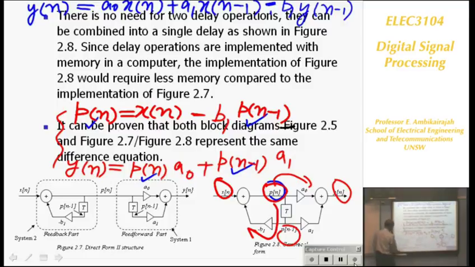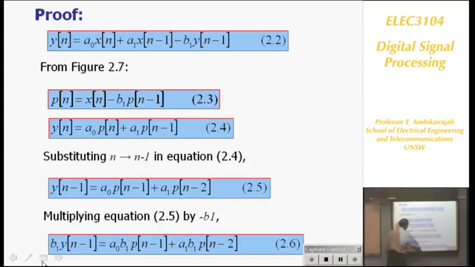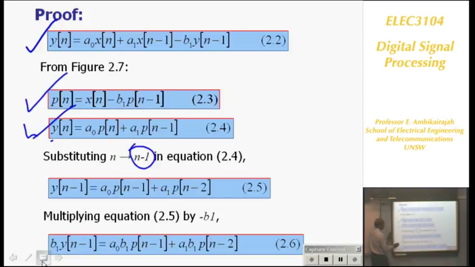So the next page does that. It's a small manipulation you have to do. This is what we want to prove. From the diagram, those are the equations which I wrote a few minutes ago. Now what you have to do is manipulate this equation somehow. This is the time domain. If you do it in a transform domain, it becomes simpler. But if you do it in the time domain, you substitute n by n minus 1 in equation 2.4 first. So wherever there is n, you put n minus 1, which will become n minus 2.